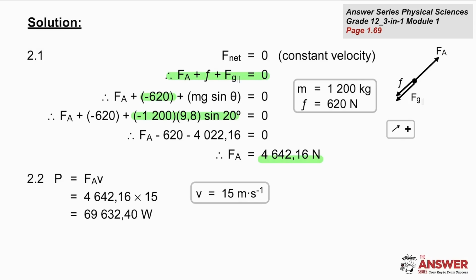We multiply that by 15 meters per second, and the power output needed to maintain this speed is 69,632,40 watts. If we write this value in scientific notation, we would write 6,96 times 10 to the power of 4 watts, which satisfies the examination requirement of at least 2 decimal places.